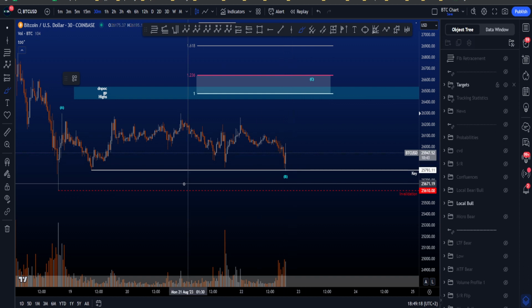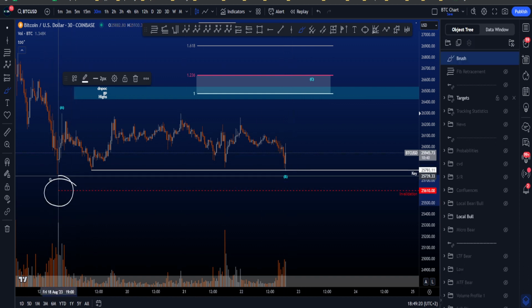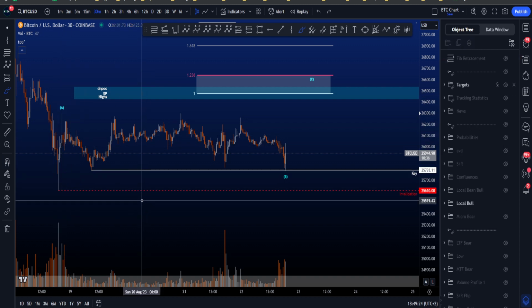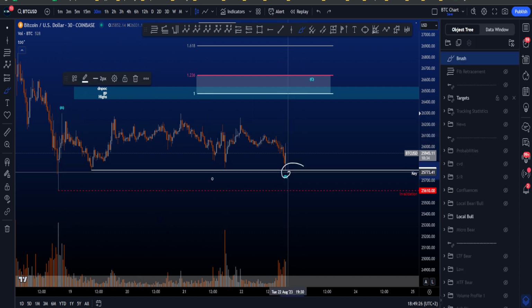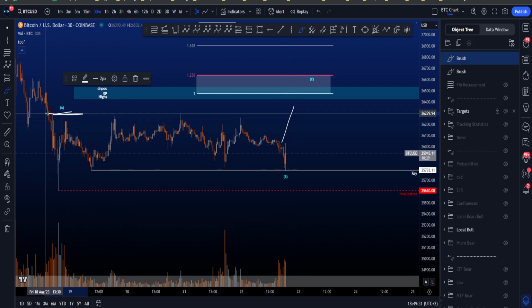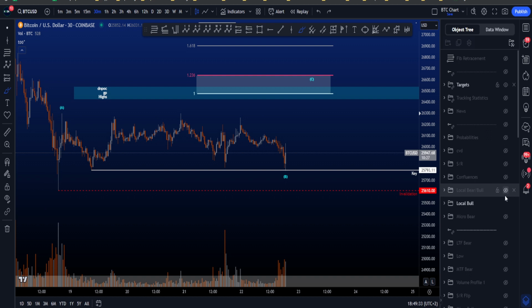The invalidation of this particular scenario is if price is going to take this low over here, because if this is a wave A, a 5-wave structure, a wave B is simply not allowed to go below this low over here, unless we first take the high of wave A, and then everything is possible again.